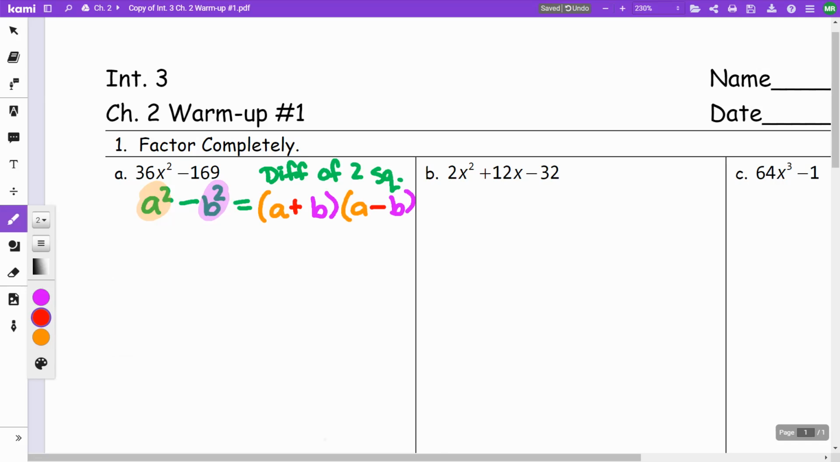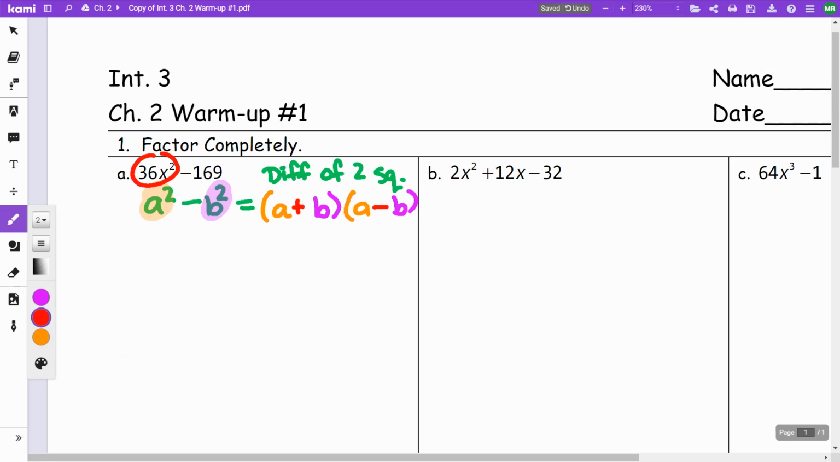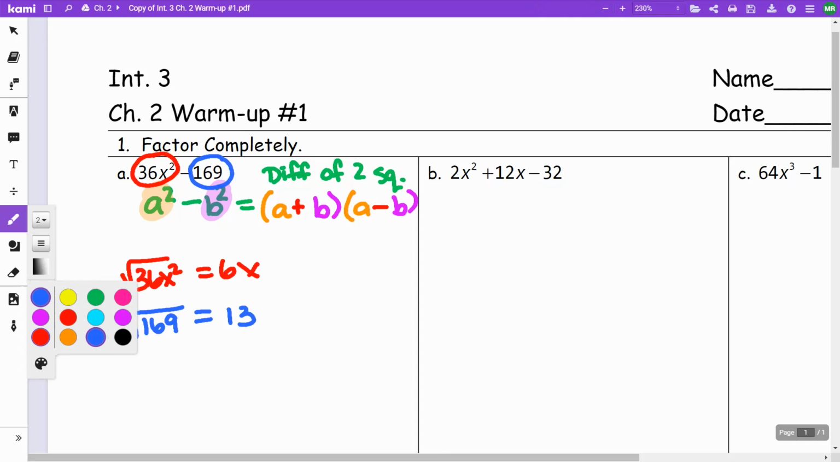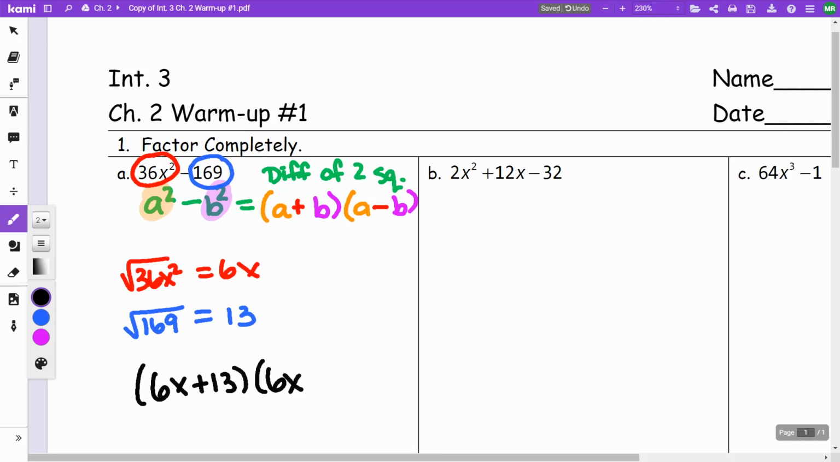So I am going to be looking at 36x squared, and the square root of 36x squared is 6x. I'm going to be looking at the square root of 169. The square root of 169 is 13. So my answer is going to be 6x plus 13 times 6x minus 13. That is the answer.